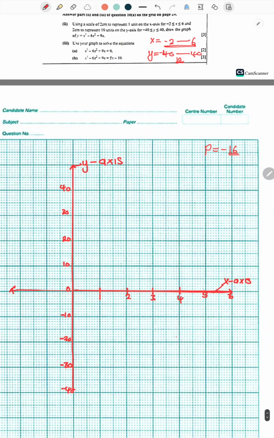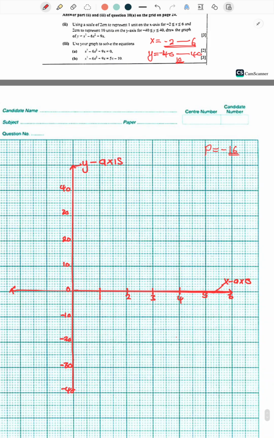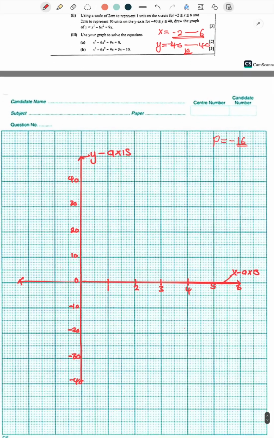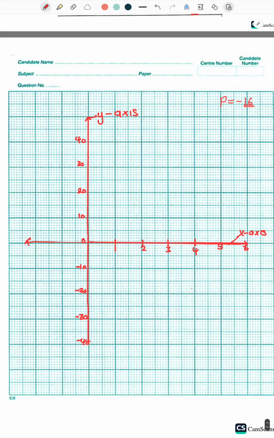Now we can plot the first point. We are saying the first point is negative 1.5 comma negative 30.4. So let's go where negative 1.5 is. Of course this was negative 1, this is negative 2. So negative 1.5 is here, comma negative 30.4. So this is negative 30. Negative 30.4 is going to be somewhere here.